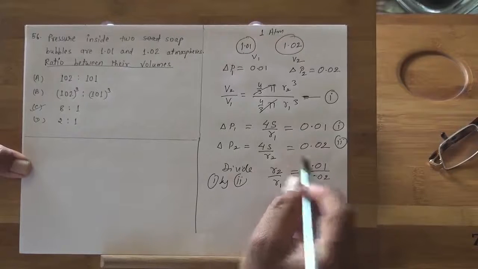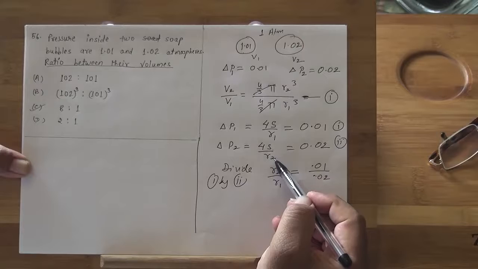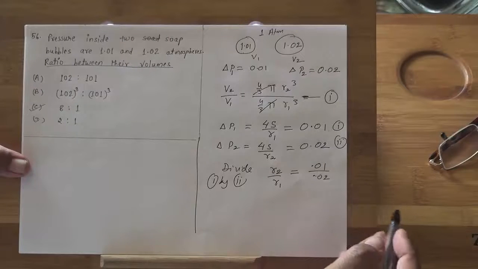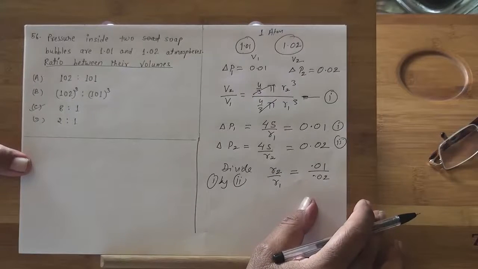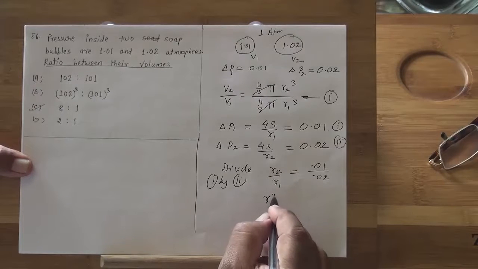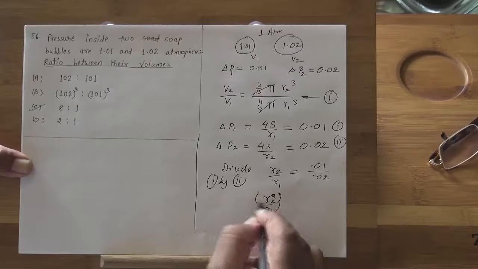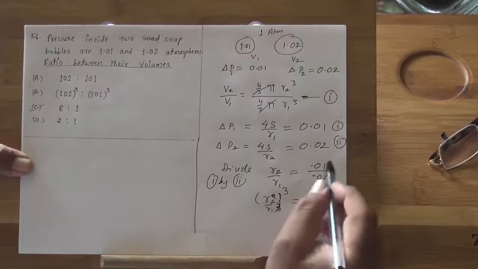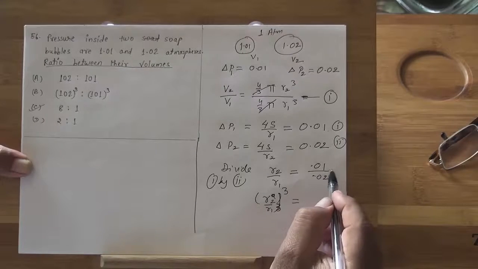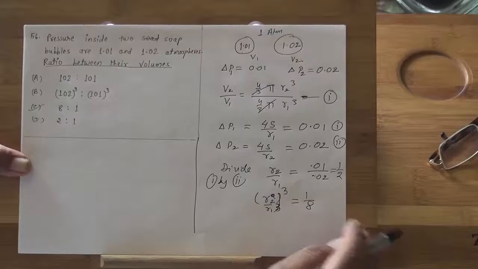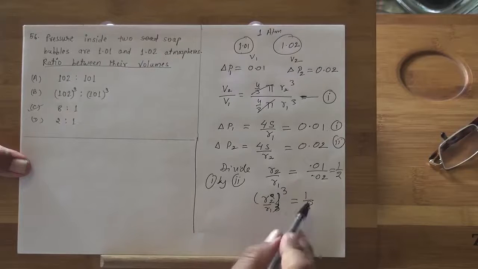ये दोनों स्टेप आपको समझ में आ गए. 1 upon R1 upon 1 upon R2, और उसको सीधा करेंगे. R2 will go to the numerator. 0.01 upon 0.02 this. Okay. Now R2 upon R1 is this, so make a cube of it. R2 upon R1 cube, or cube upon cube. This is 1 upon 2, and when we make cube of it, it becomes 1 upon 8. So here 1 upon 8.